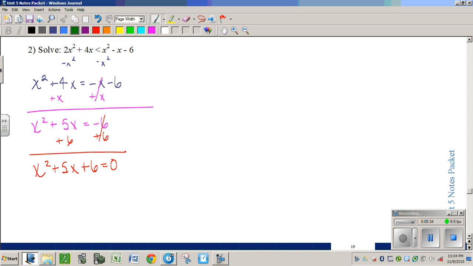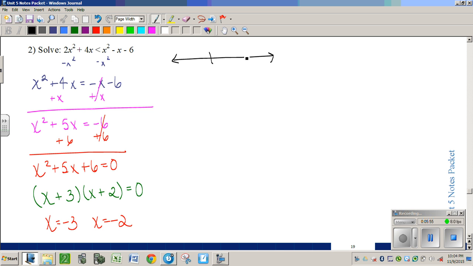This happens to factor. Anybody know what the factors are that multiply to 6 but add up to 5? Nice, 3 and 2. So that would make our solutions negative 3 and negative 2. I'm going to throw them on a little number line up here. So we have negative 3 and negative 2. Now, it said less than, so again my circles are going to be open. And again I'm going to test a value in between my two values. So I'm going to test negative 2.5. Not much room to test in between there.